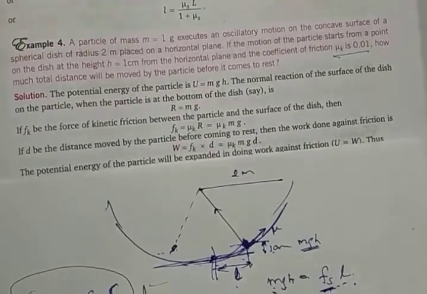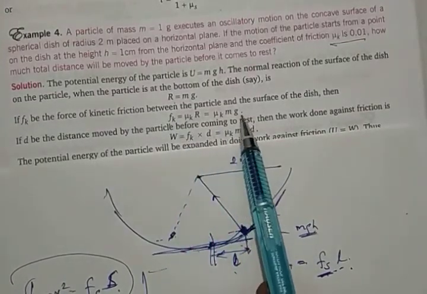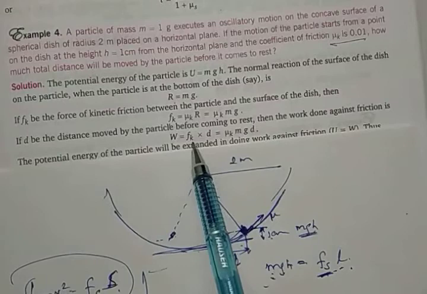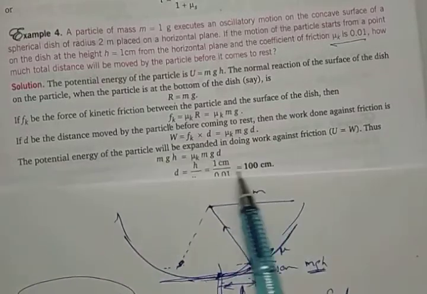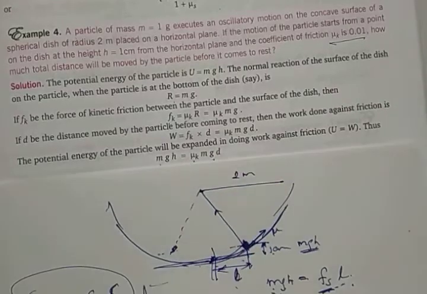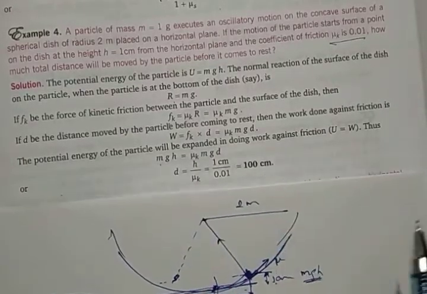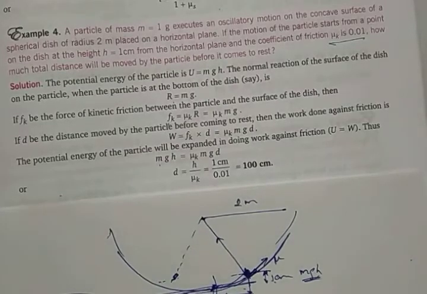Now look at this one. It is already given here. Fk is equal to mu into m into g, and work done is equal to the frictional force into the distance. So mgh is going to be equal to the frictional force into the distance, and you can find out the distance here. Alright children, with this I close.